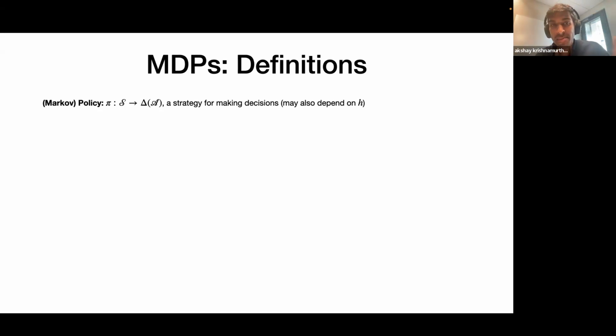I have some things in parentheses here. Markov means it only depends on the state. This is actually quite fundamental, but I won't talk about it too much. The other one is it may also depend on the time step H. This is because we're in this sort of process where there's a finite time step. So you might want to change your behavior if you have few time steps left. So this would be non-stationary.